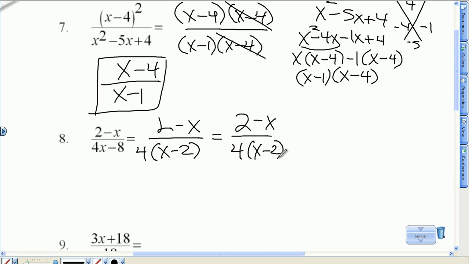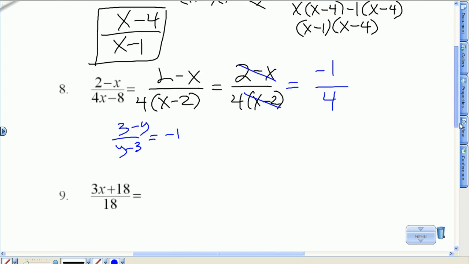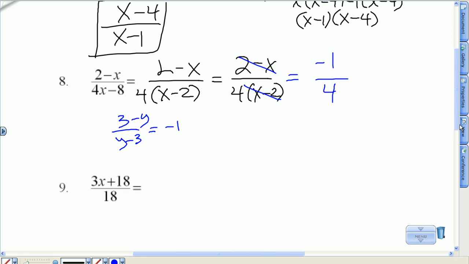I have a 2 minus x on top and an x minus 2 on the bottom. Same numbers, but the signs are messed up. I can cancel these out, but I have to put a -1 in its place. The -1 allows me to deal with the fact that the signs are messed up. And this is -1 over 4. Alright? So anytime I have something like that, 3 minus y, y minus 3, that's -1. Same numbers, same variables, but the signs are messed up. On top, 3 is positive, y is negative. On the bottom, y is positive and 3 is negative. I can cancel them, but I have to put negative 1 in its place.